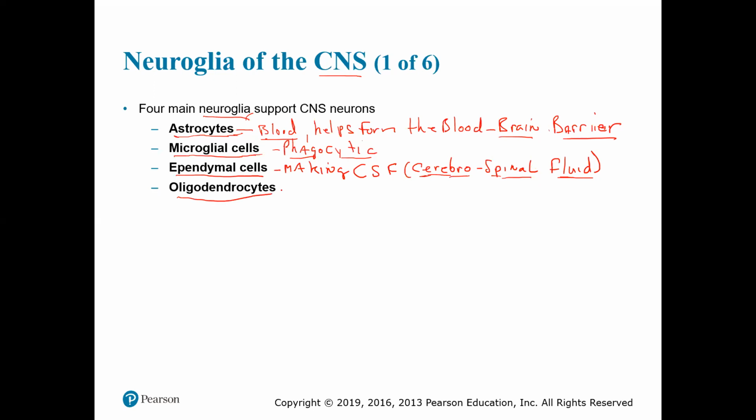Oligodendrocytes, only in the CNS now. These are all CNS, only in the brain and spinal cord. This is the cell that makes what's called myelin. So myelin is a lipoprotein. It's mostly lipid, actually, that wraps around axons of neurons to speed up conduction. And this is what gives the brain tissue and spinal cord tissue what looks like a white matter.